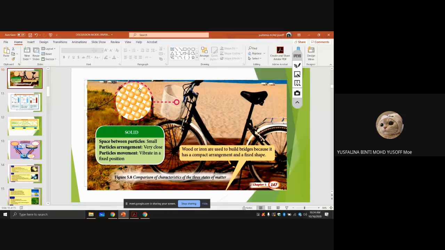Between these particles, they have a force of attraction, and that's why they can stay close like this. So there is a force of attraction between the particles. This one has force, this one also has force, this one also. So they have a force of attraction between the particles.